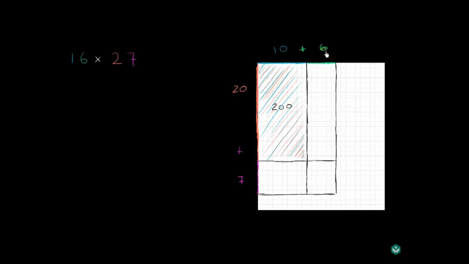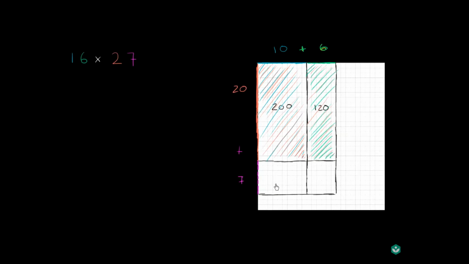Now what's 20 times 6? Well, 2 times 6 is 12, plus you have this 0 here. So this right over here is going to be 120. And it has the orange in it. So this is the 20, and then let me put some green in for the 6. 20 times the 6.